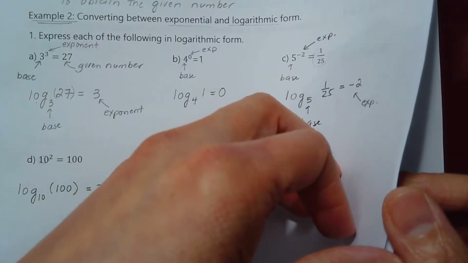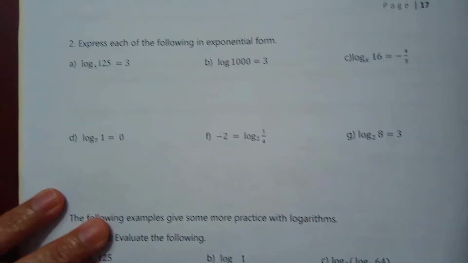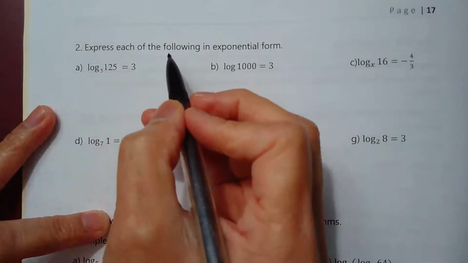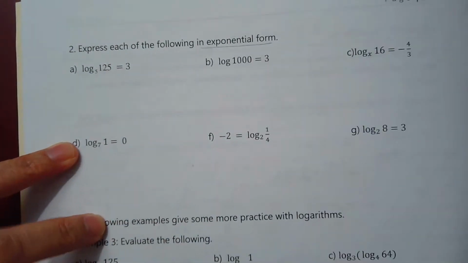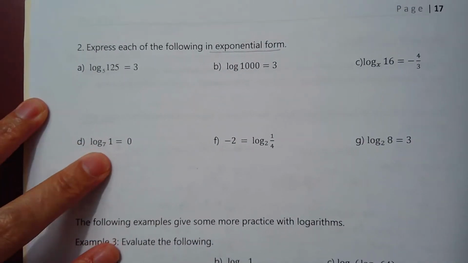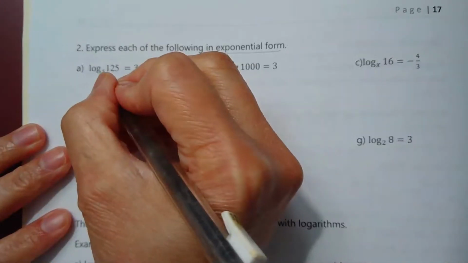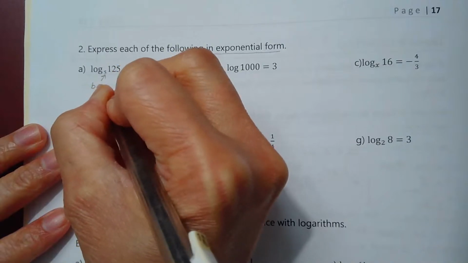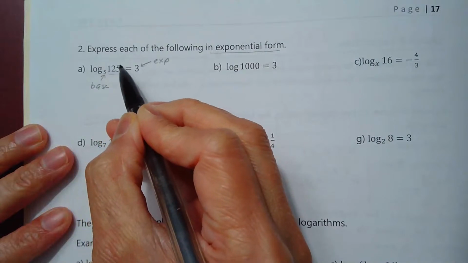Now, that's changing from exponential form to logarithm form. But now, what are we going to do? How can we do it the other way around? How can we express logarithm in exponential form? So changing it from logarithm form to exponential form. Okay, so what does that mean again? So this is the base. This is the exponent. And then this is the given number.